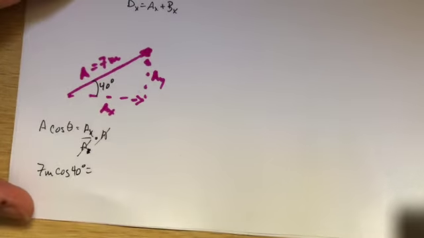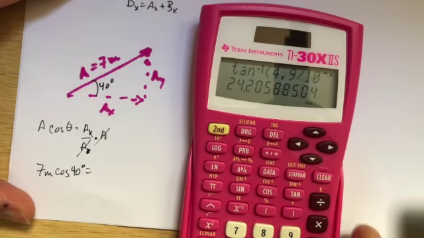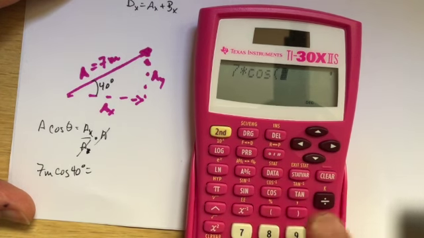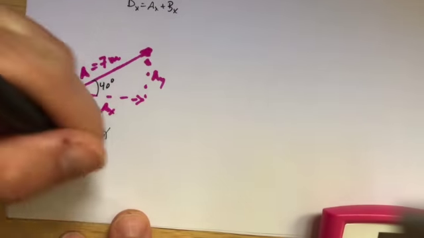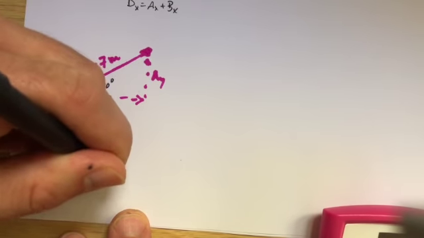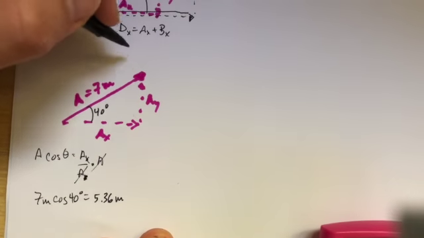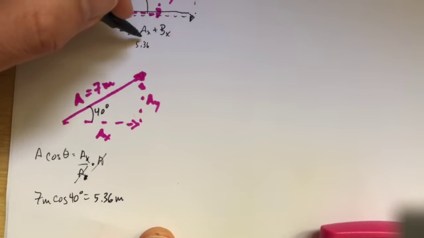So let's get out the calculator here. And I go 7 times cosine 40, and I get 5.36. All right, so that's AX, so I'm going to put 5.36 right here, because that's AX.